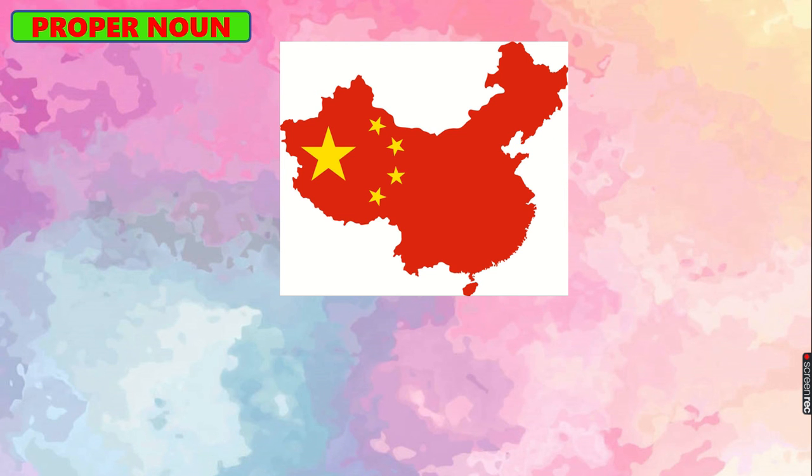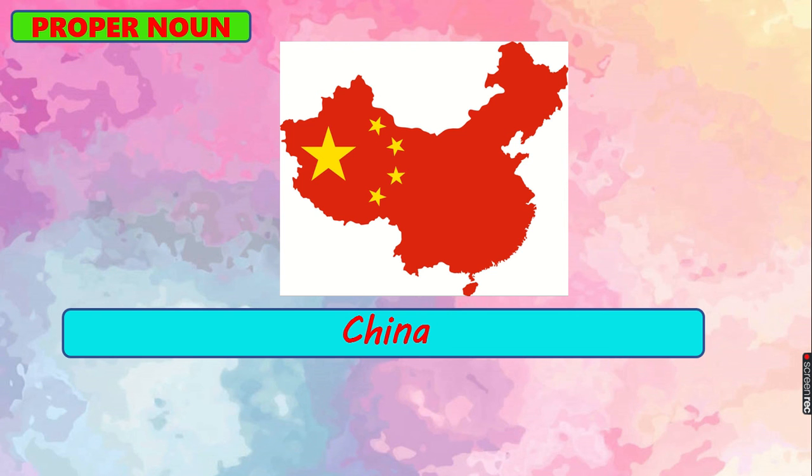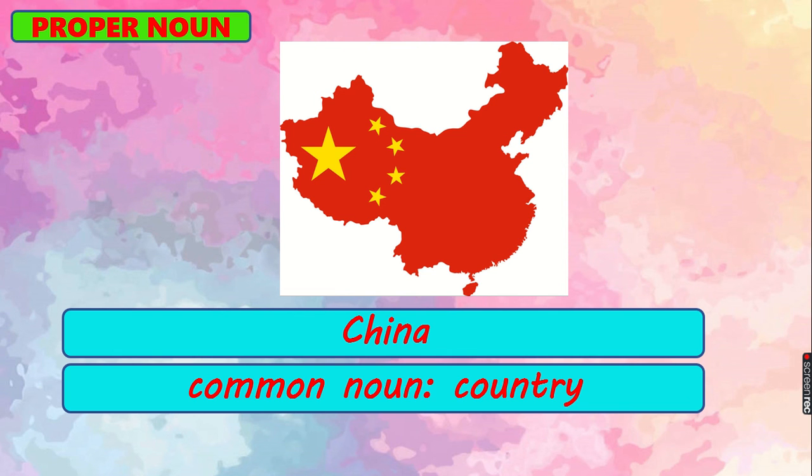But here, how about this? It's China, right? The word China is a proper noun and it always begins with capital letter C. What is the common noun for the word China? Country. Country is a common noun, and the specific name, or an example proper noun, for country is China. So let's talk about another proper noun and common noun.